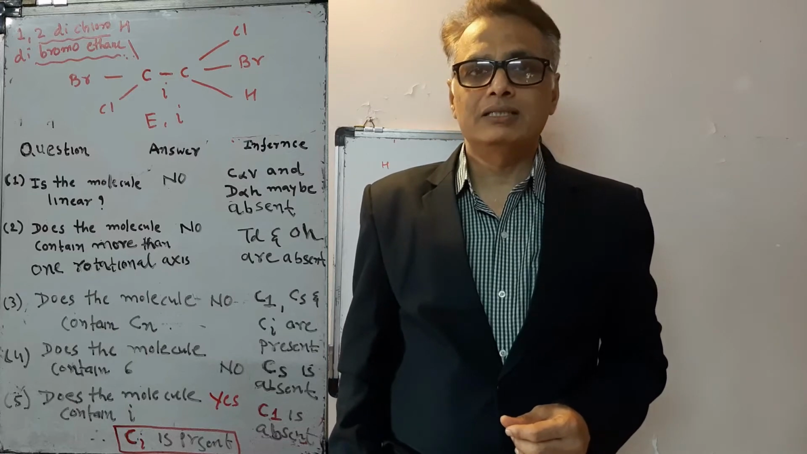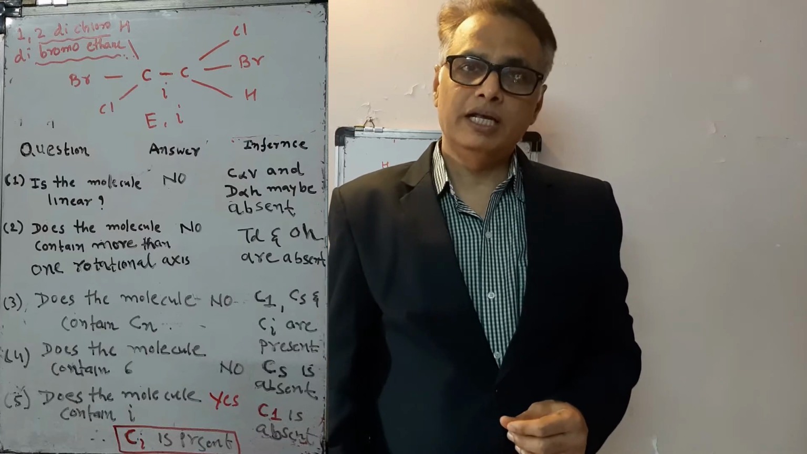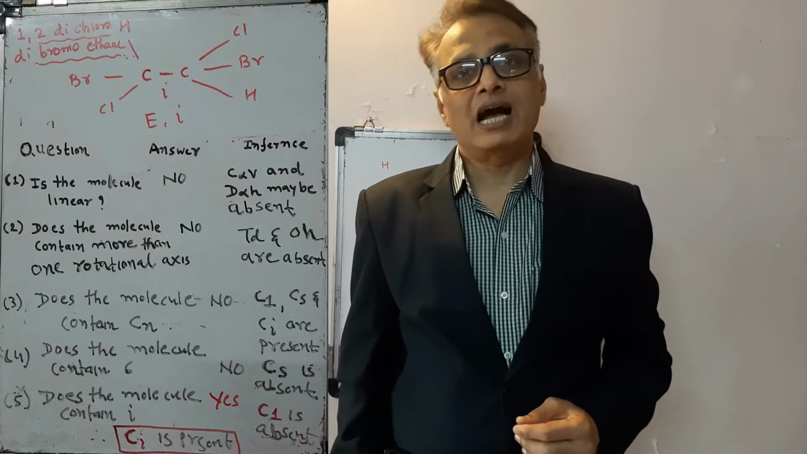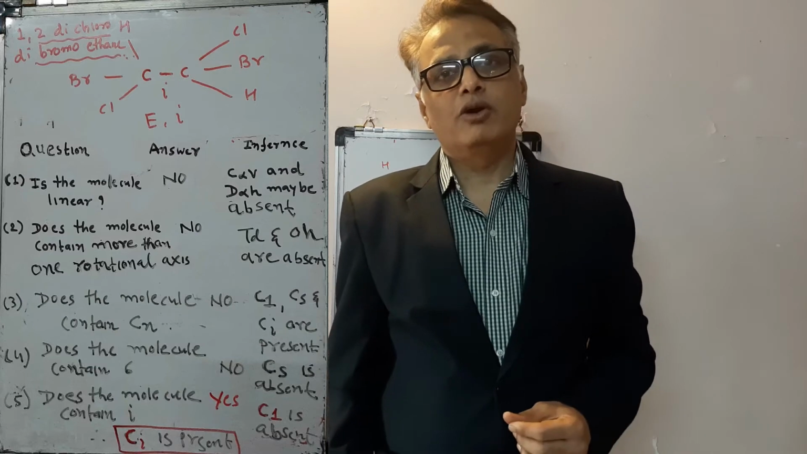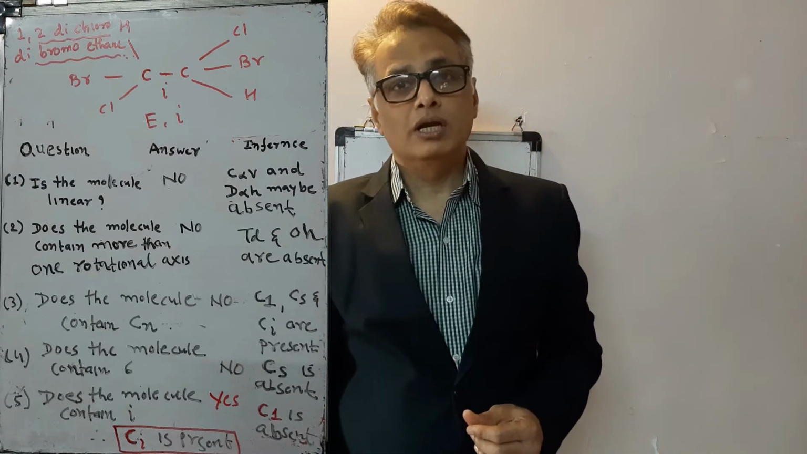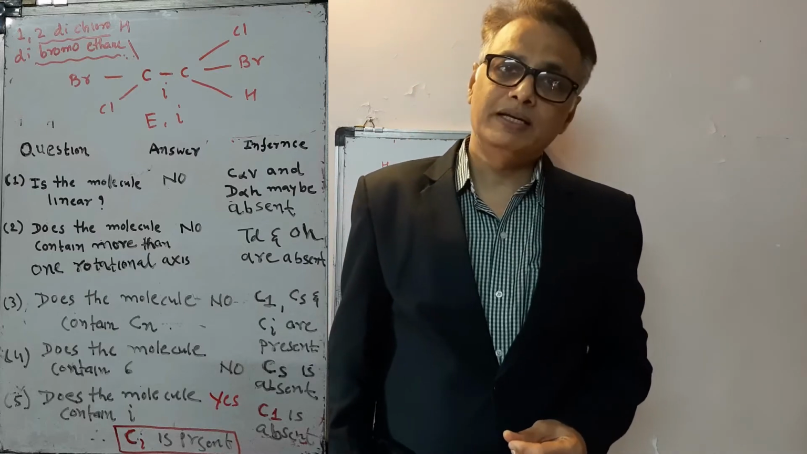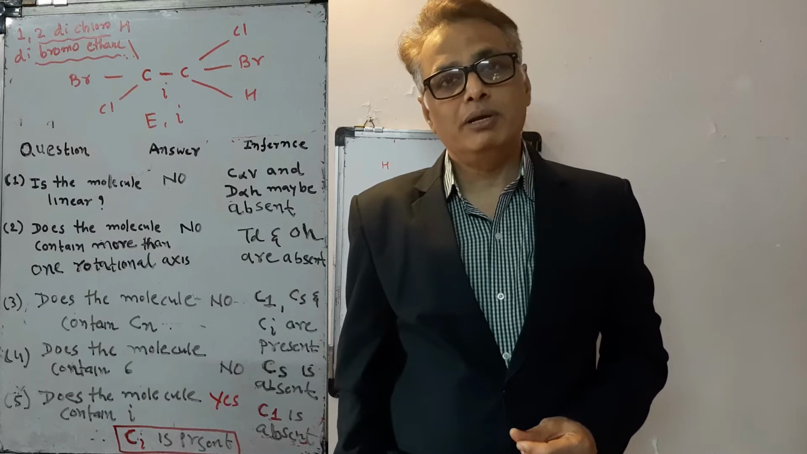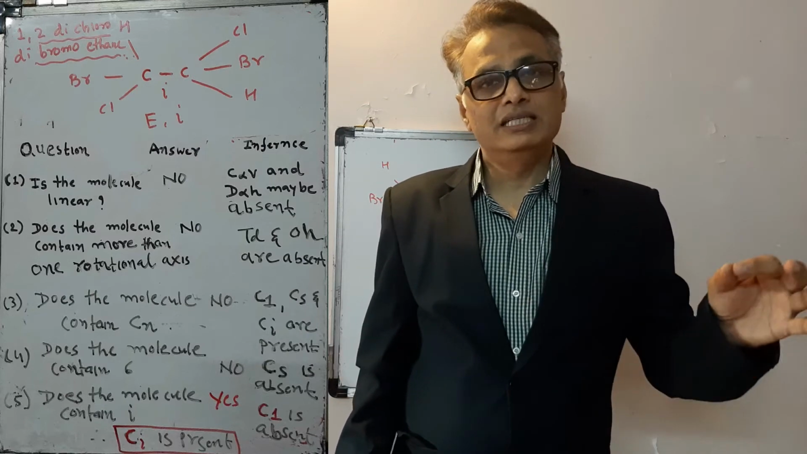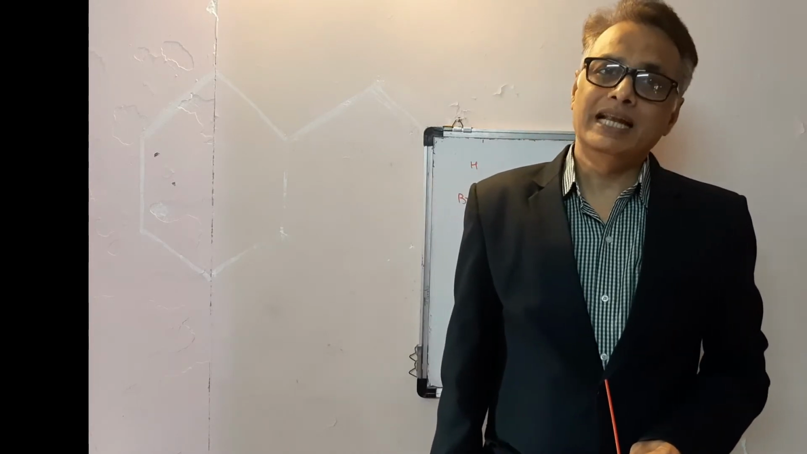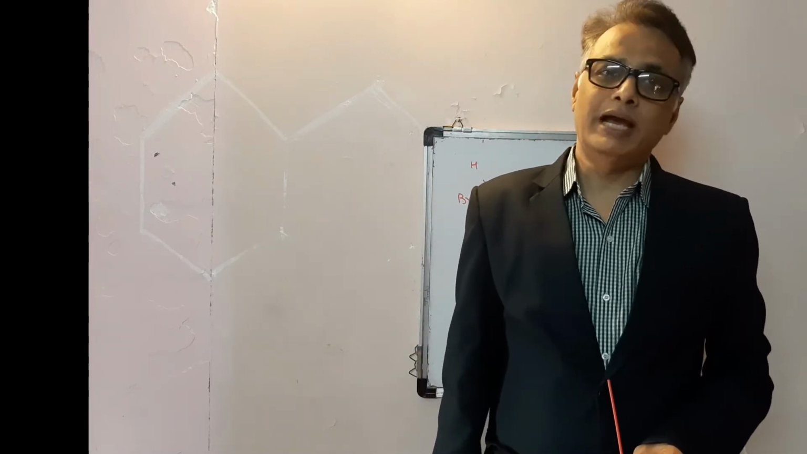Third question: does the molecule contain a Cn axis? Answer is no. That means C1, Cs and Ci are present. Next question: does the molecule contain a plane of symmetry? Answer is no. That means Cs is absent. Does the molecule contain a center of symmetry? Answer is yes. That means C1 is absent and therefore the point group of this molecule is Ci. 1,2-dichloro-diiodopentane is an example of a molecule which belongs to the Ci point group.